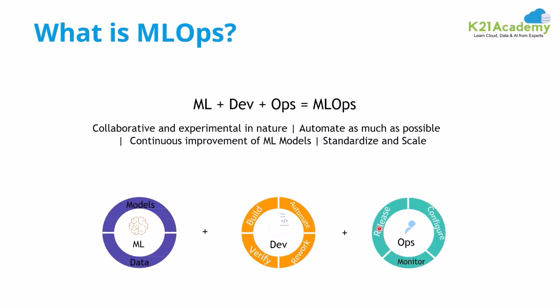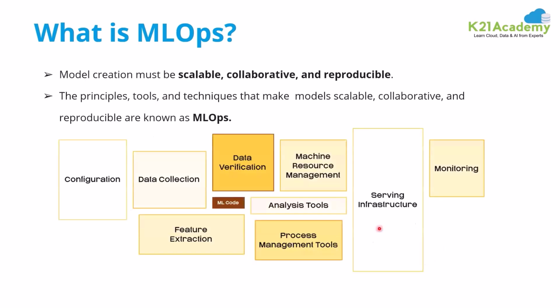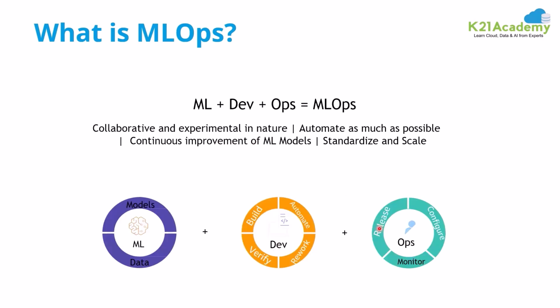So MLOps basically looks into three aspects: machine learning and data; development, which is build, automate, rework, and verify; and operationalize, which basically means releasing the product of the code onto an infrastructure, monitoring it, and based on the monitoring, going ahead and retraining the model whenever it is required. That is one of the things that you need to understand with respect to MLOps.